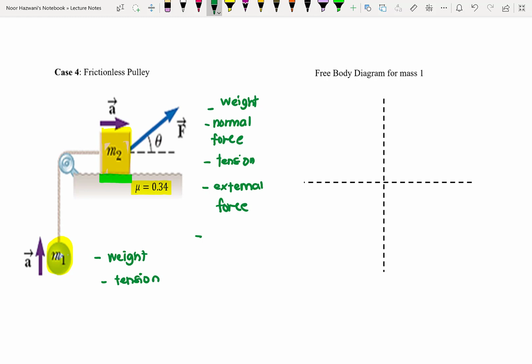But then since it is labeled here that the block has acceleration, it means M1 and M2 are in motion. So these are the directions of motion. Therefore, the kinetic frictional force should be in the direction opposing the motion. So it should be in this way. So we have kinetic frictional force.